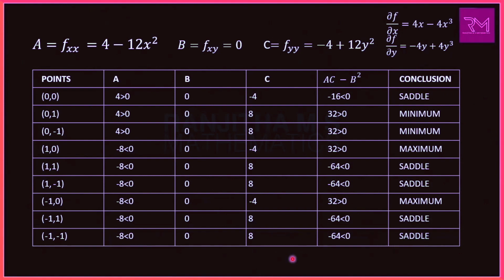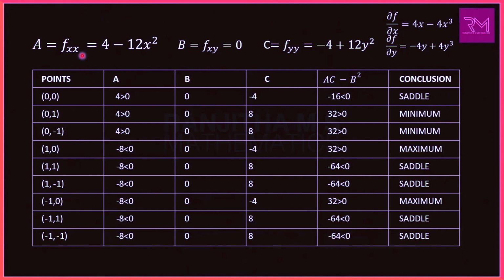This is the procedure to find the extreme value of the function. That is, we have to consider f of x comma y first. In the first step, we have to find del f by del x, del f by del y. After finding del f by del x, del f by del y, we have to equate those terms to 0 and find the points of intersection. Using these points of intersection, we have to construct a table.